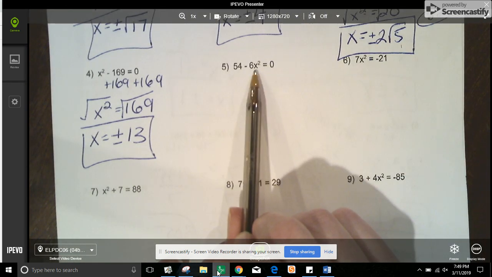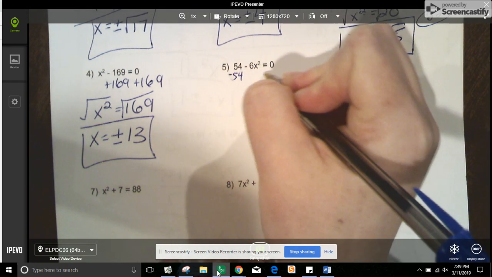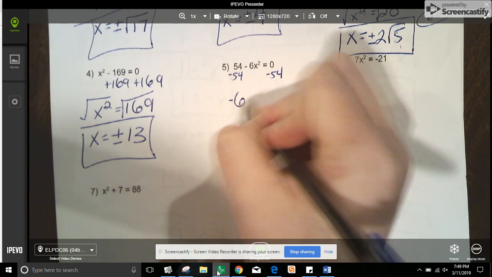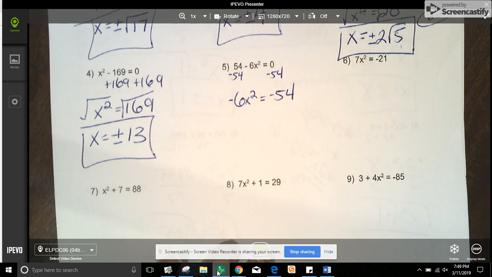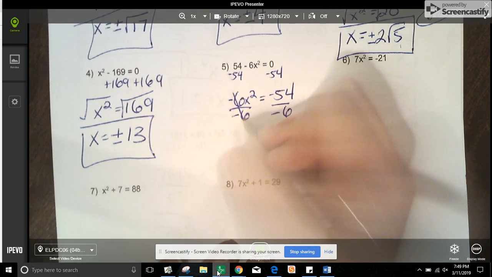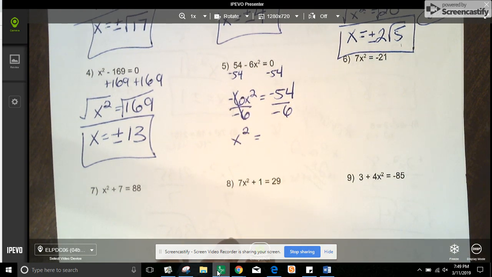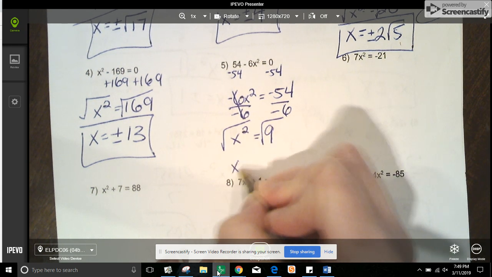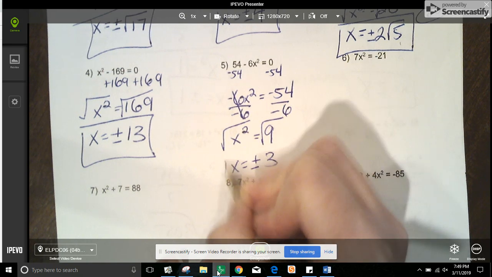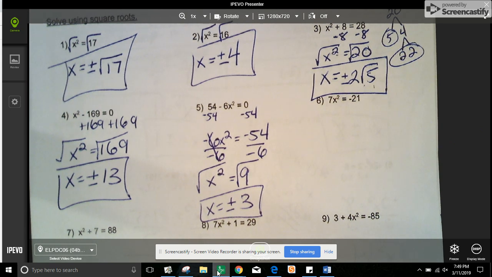For number 5, I need to get this x squared alone. The first thing I have to do is move this positive 54, so I'm going to subtract 54. So negative 6x squared equals negative 54. Then divide this negative 6 over. So x squared equals 9. Now I can square root it, and the square root of 9 is plus or minus 3. Sometimes they break down nicely. Other times you have to break them down, which is a pain, but it happens.